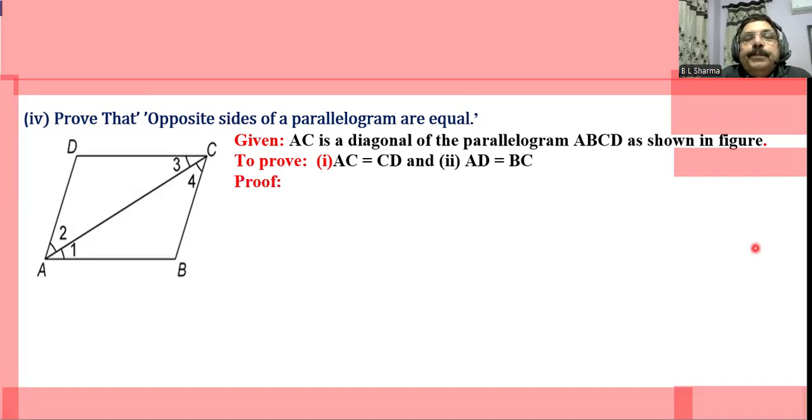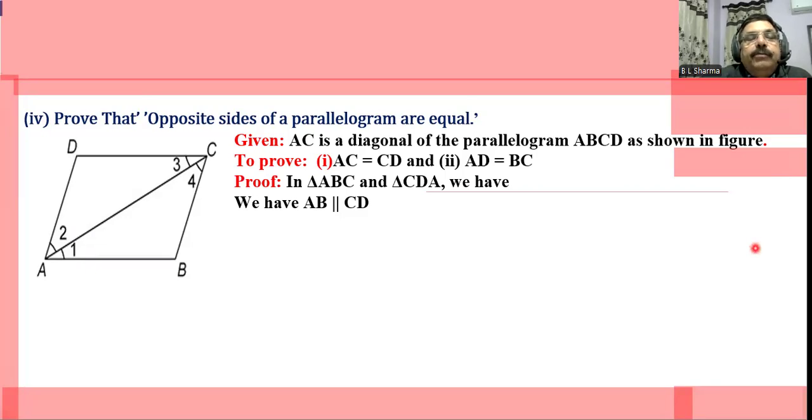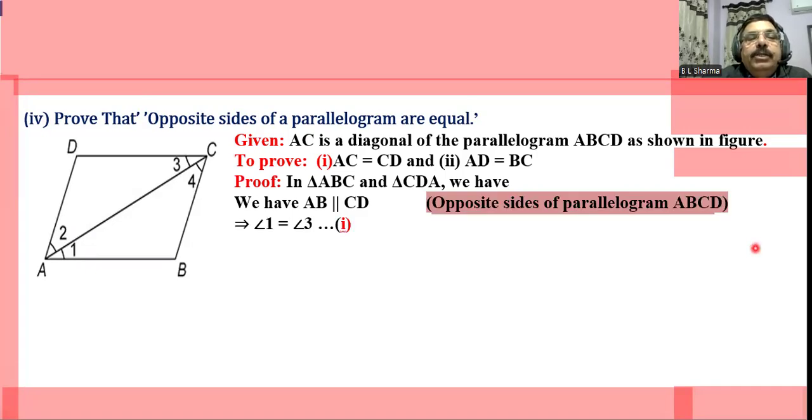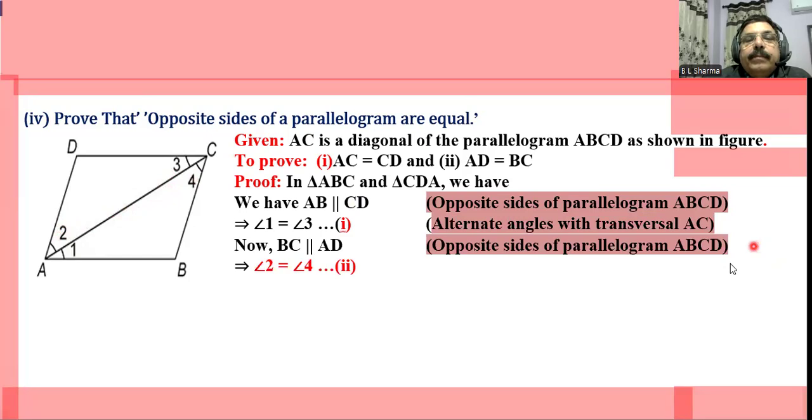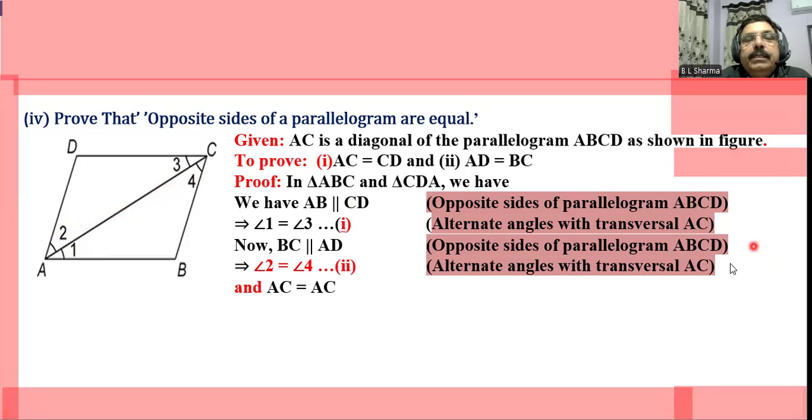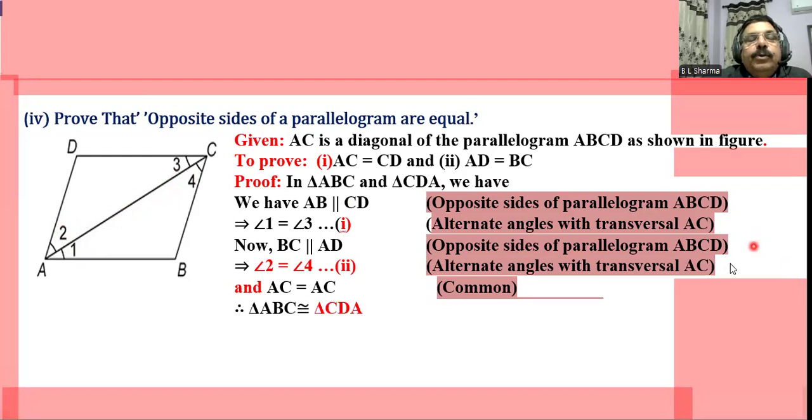वापस हम prove करेंगे. In triangle ABC and triangle CDA, we have AB is equal to CD because that is the definition of a parallelogram. Opposite sides of a parallelogram are parallel. So, angle 1 is equal to angle number 3. These are alternate angles. Similarly, angle 2 is equal to angle 4. That is also alternate angles. And AC is equal to AC. This is the common side. So by ASA rule, triangle ABC is congruent to triangle CDA.